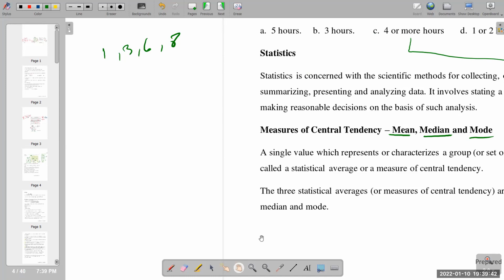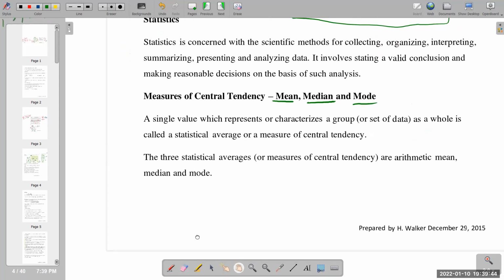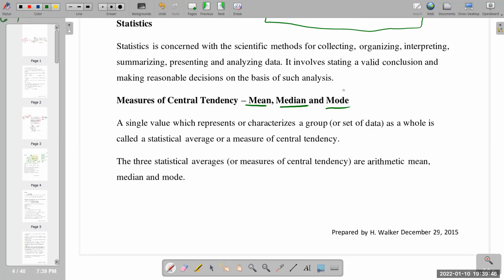Y'all ready? Let me know if you're ready, because this is probably the most important part of statistics. Well, one of. It comes a lot in paper 1, and it comes regularly in paper 2. If you get a mode median question for CXC, that means CXC was feeling really good, because it's pretty easy once you remember it. All right, so let's just look at it.